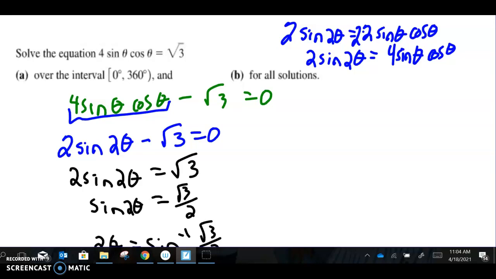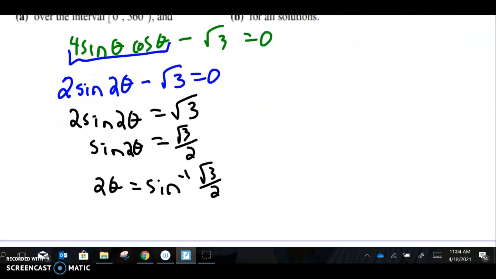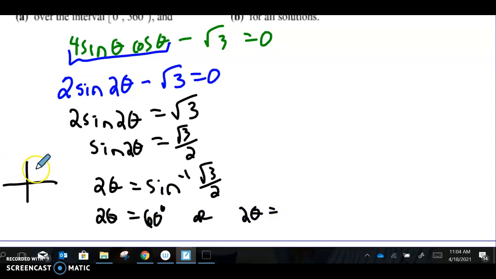Oh, we're doing 0 to 360. So now I'm in degrees. Goody. Well, I'm square root of 3 over 2. What is it, 60 degrees? Because 30, yeah, 60 degrees. So twice theta either equals 60 degrees or twice theta equals, where else am I positive? Over here at, would that be 120 degrees? Okay, does that make sense?